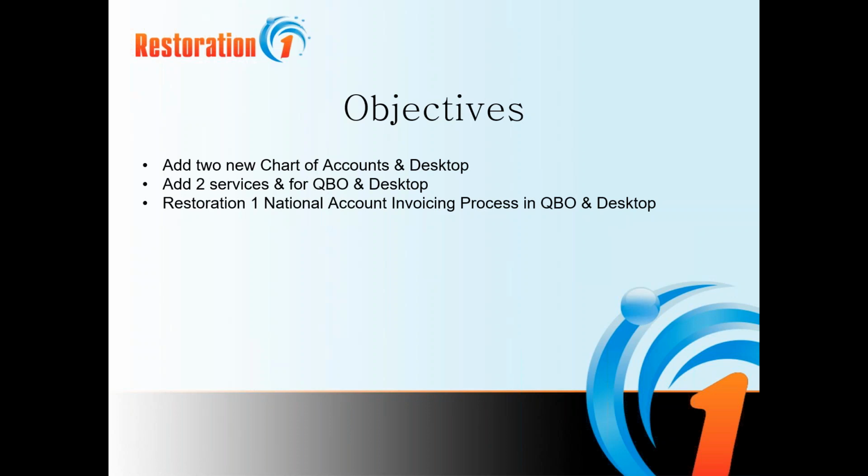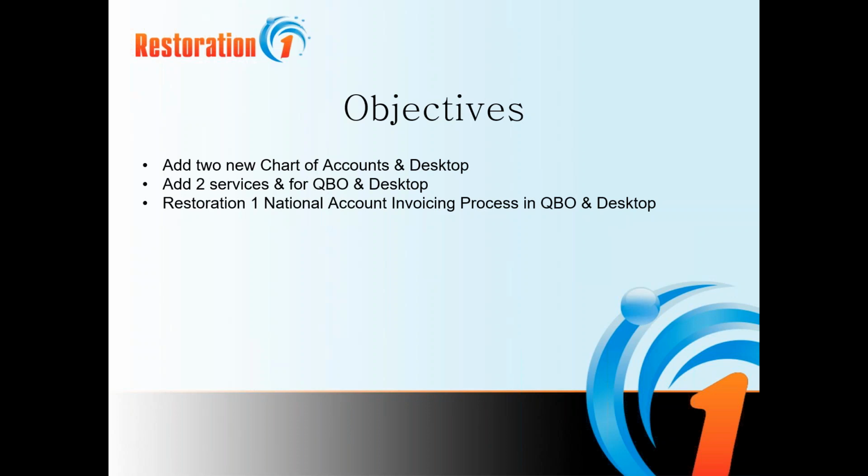We're going to also add two different services or items to the product or services so that the invoice calculates correctly for the national account billing process. As you know, if you're watching this video, there is going to be a dispatch fee and a claim management fee associated with all Restoration 1 national account work, and we'll go through that. So it'll be very simple.